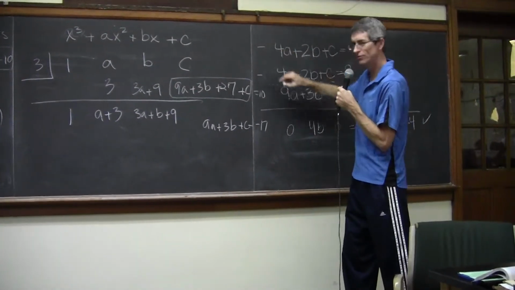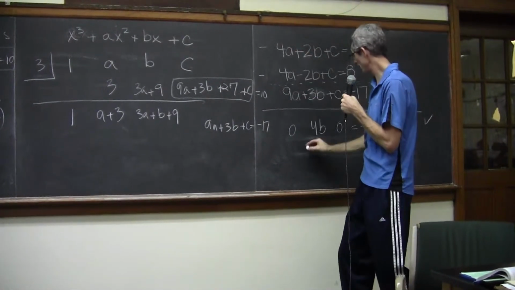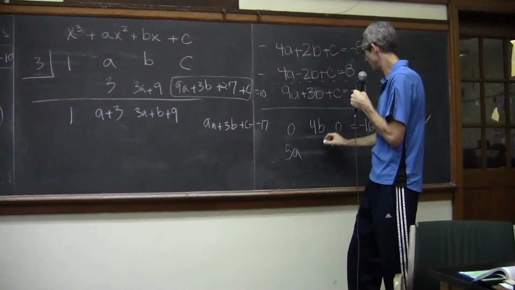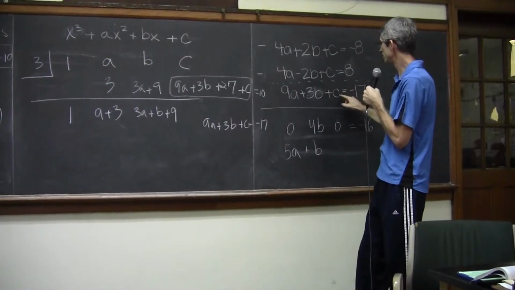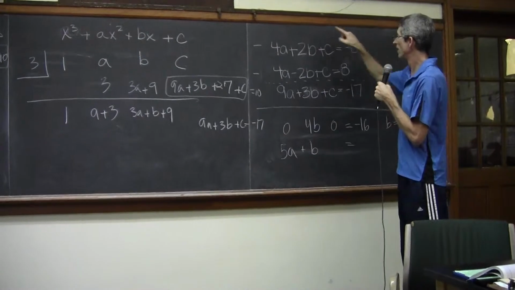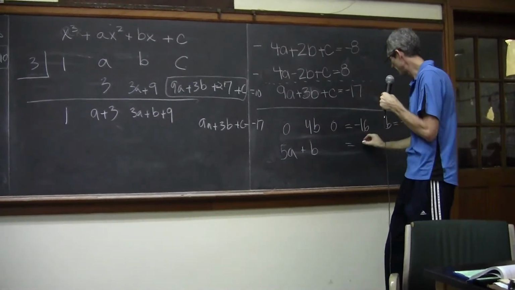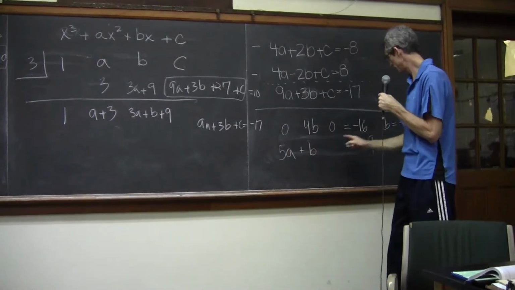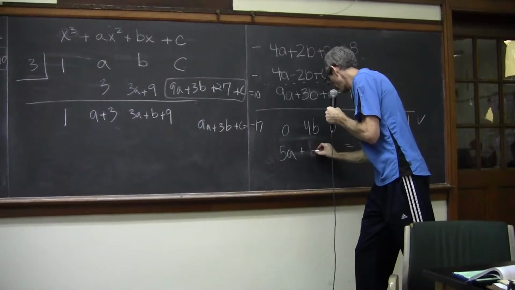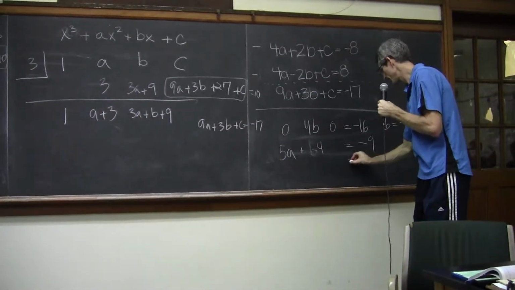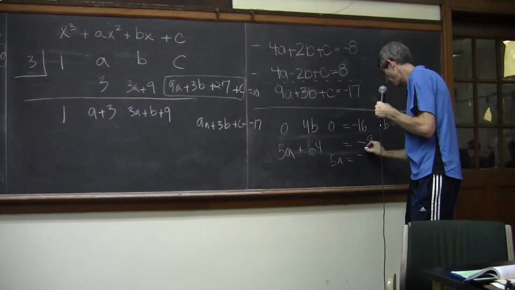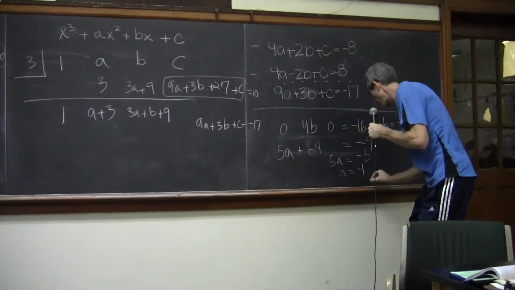So I'm going to just do this without rewriting it. 9a minus 4a is going to be 5a. 3b minus 2b is going to be plus b. And then c minus c is going to be 0. And then negative 17 minus a negative, which is plus 8, is going to be negative 9. So 5a plus b is negative 9. I already know that b is negative 4, so I can substitute that right in. Put in negative 4, add that to both sides. I'm going to get 5a is equal to negative 5. So a is negative 1.